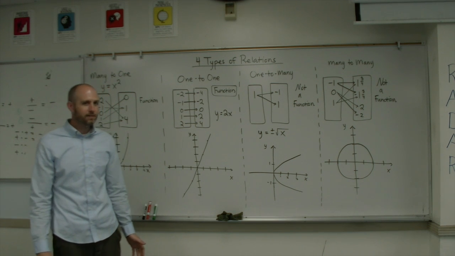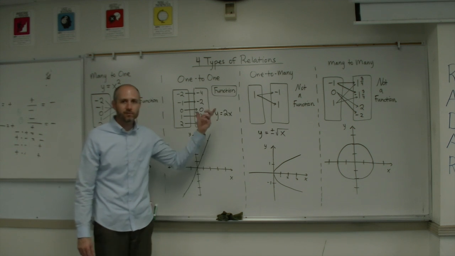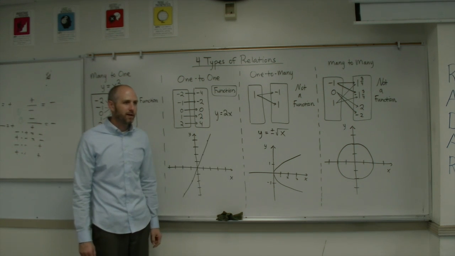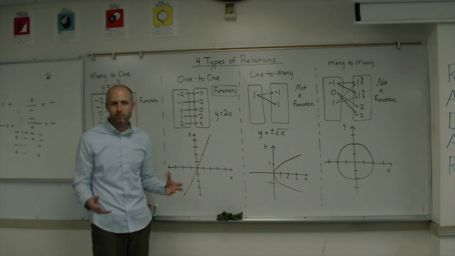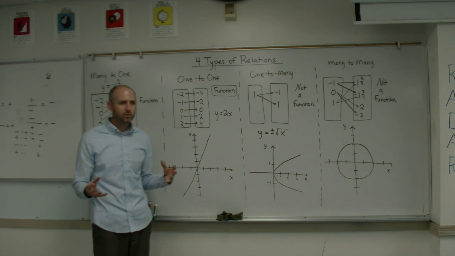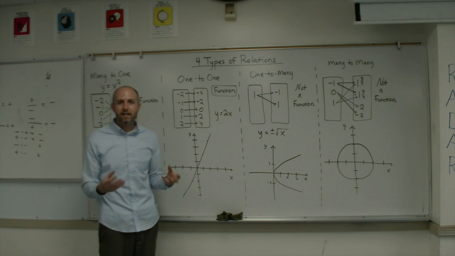Alright, so hey everybody, today we're talking about four types of relations. I guess before we start talking about the four types of relations, we should define what a relation is. So a relation is any relationship between two, doesn't have to be quantities, but two variables, two things, that has a beginning set and an ending set.